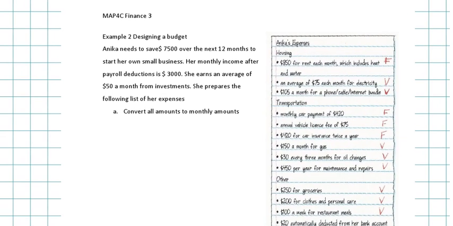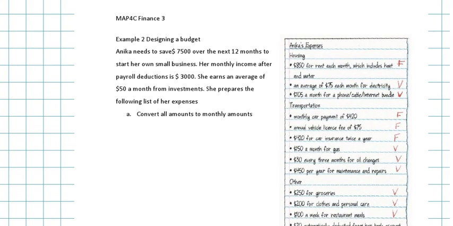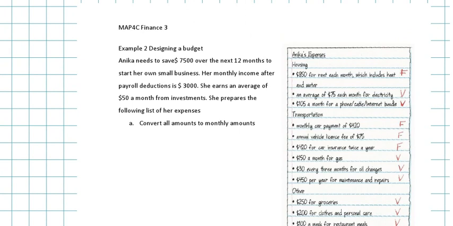Now, we have a different type of expenses here. So Anika has already split her expenses into housing, transportation, other, I think it's 3 different categories that she has. And then some of them are monthly, some of them are not monthly. They're annually or bi-weekly or whatever. So when you're looking at a budget, if you're trying to make a budget, you have to change everything into monthly, right? You can't have them in different units.